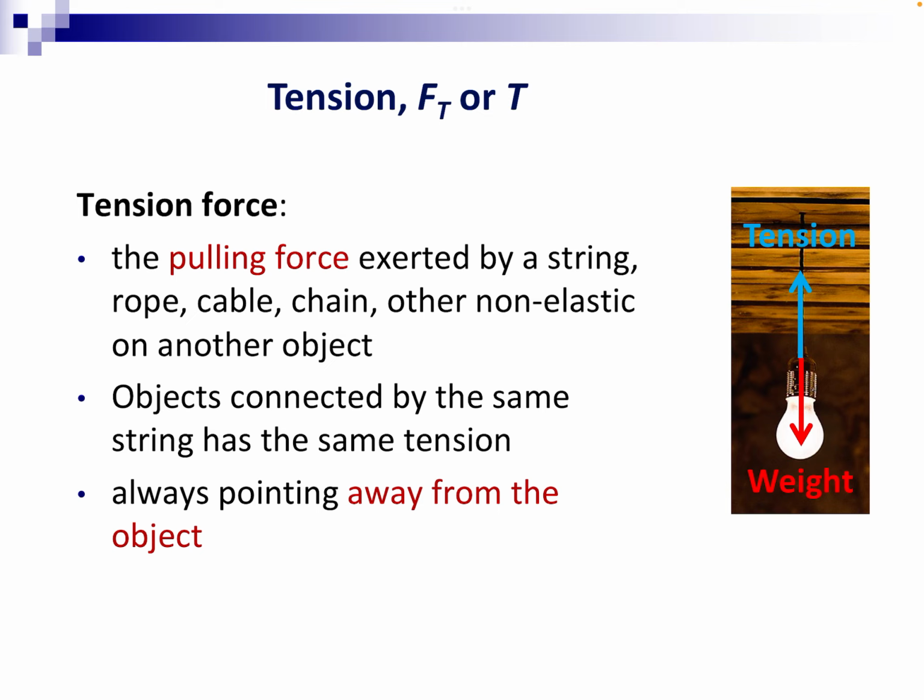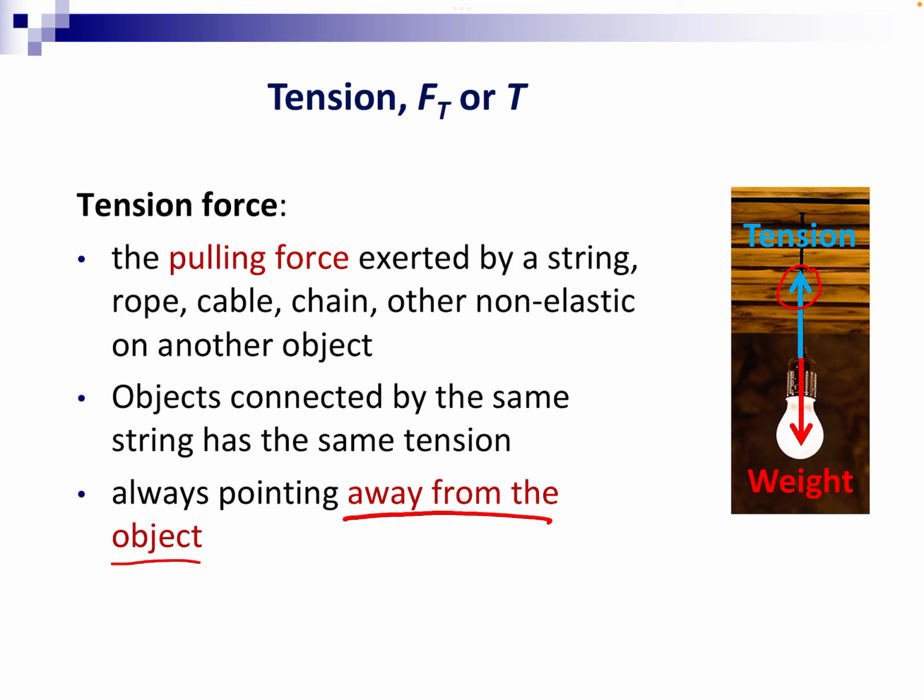So as long as you have a string, a rope, a cable, a chain, or other non-elastic object that is pulling on another object, then you should have tension or tension force. The tension force is always pointing away from the object. So in this illustration here, you have the bulb, which is the object. The bulb is connected to this wire or this cable. The tension force is therefore directed away from the object, and that's why the tension force is pointing upwards.